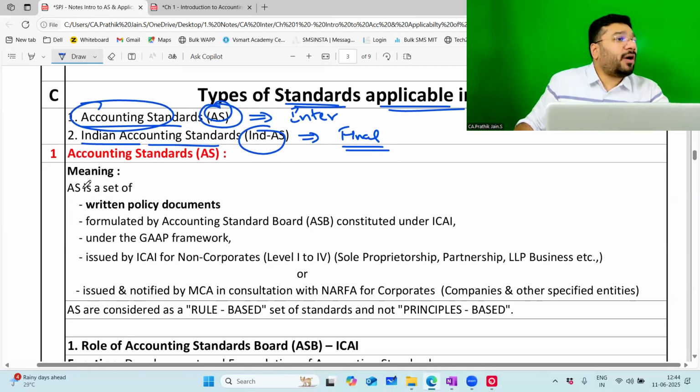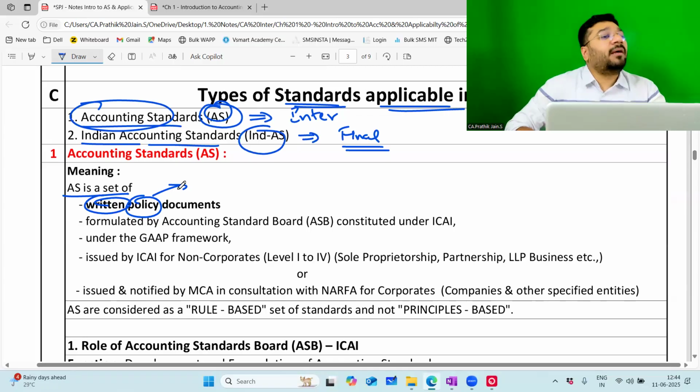Accounting standard. Sir, what is the meaning of accounting standard? Accounting standard is a set of written policy. What does this policy say? This policy says how an income should be recorded, that is recognized, how the expenses should be recognized, how the asset should be recorded, how the liability should be recorded. For that, there are multiple standards. How many standards do we have? Initially, there were 29 standards. In that, AS 6 and AS 8 got deleted, removed. And now we have 27 accounting standards notified by MCA. How many standards? 27 accounting standards. All the accounting standards put together are called written policy documents.